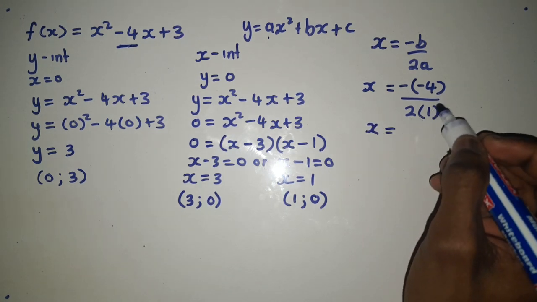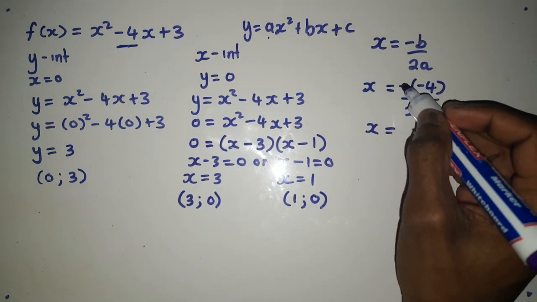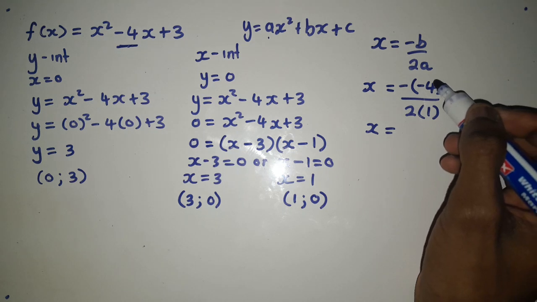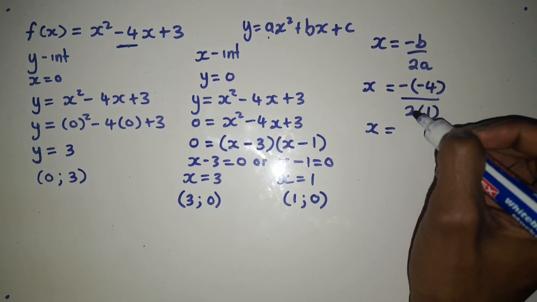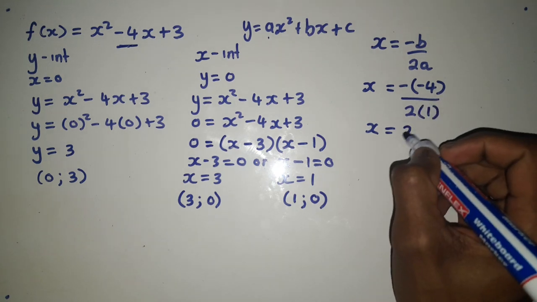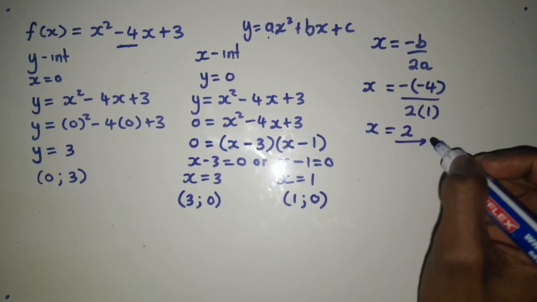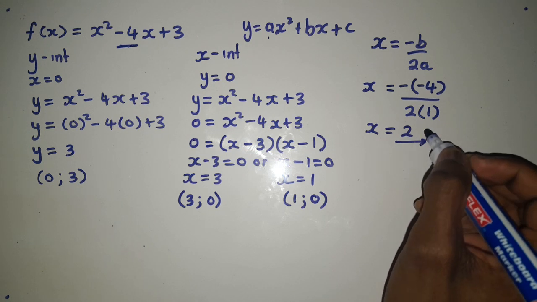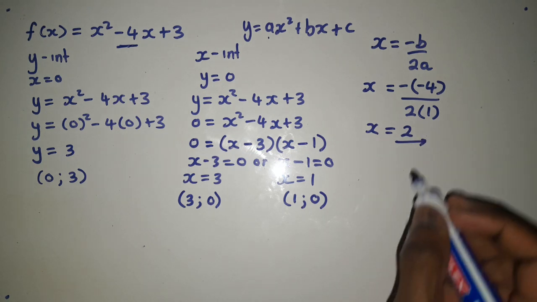If you take your calculator, negative with negative is going to be positive. 4 divided by 2 is going to be 2. At the end of the day, we are going to get 2 on this side. This is the x value of the turning point. We need to find the y value.